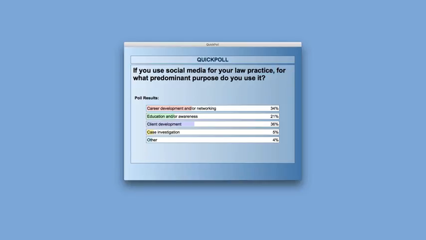Okay, if you use social media for your law practice, for what predominant purpose do you use it? 34% said career development and or networking. 21% said education or awareness. 36%, so that's slightly our majority, said client development. 5% case investigation, and 4% other.